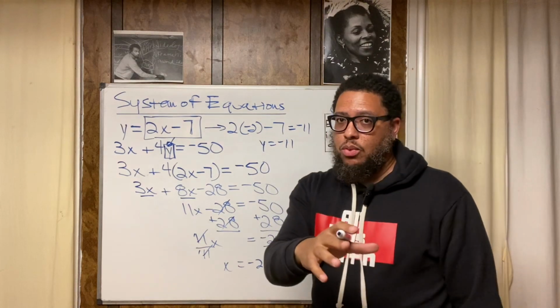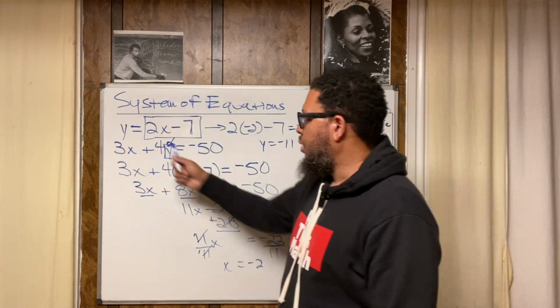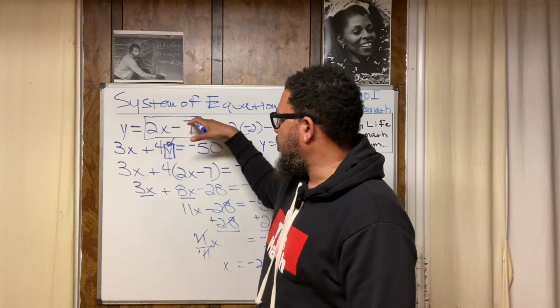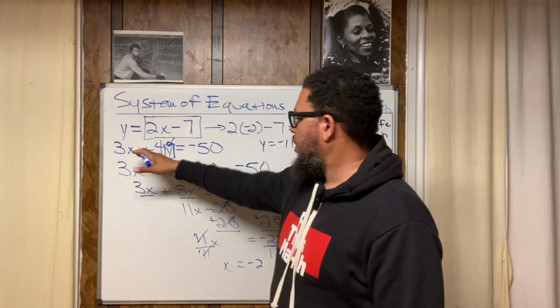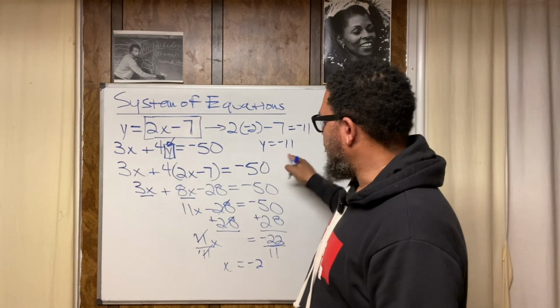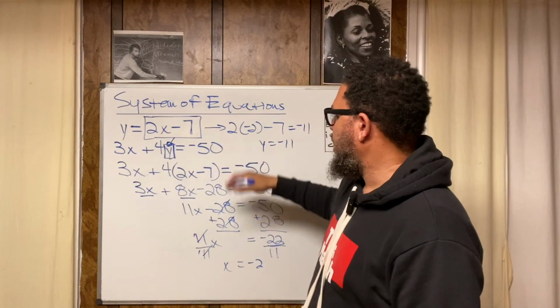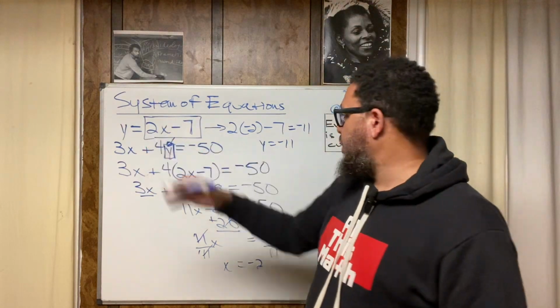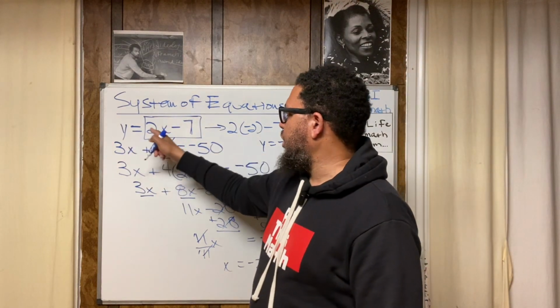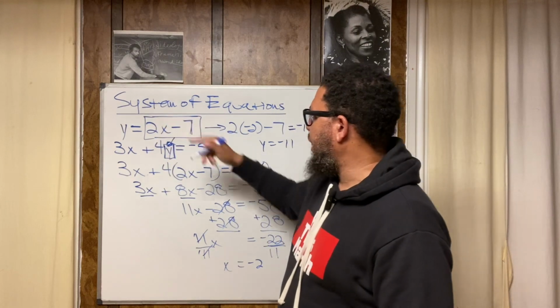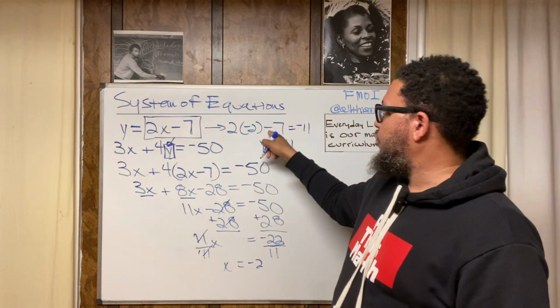You should always check your work. So now, we already know it's true for this equation, but we've got to make sure that these two numbers give us a true statement for the second equation, right? But let's go ahead and check the first equation too. So is negative 11 equal to 2 times negative 2 minus 7? Yes, it is, because that's negative 4 minus 7.